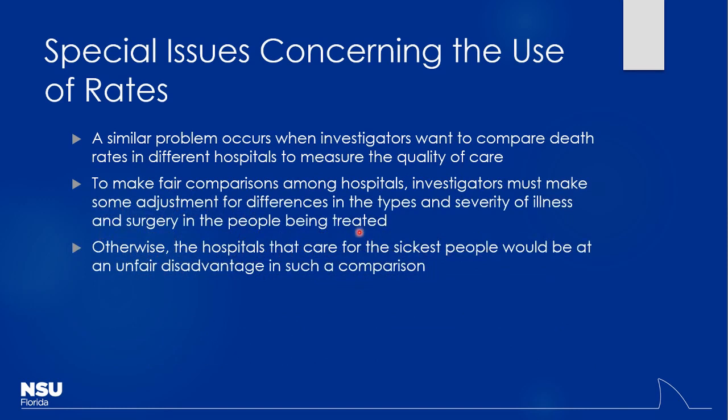So also think about this. We have similar problems that come up, and this is something that actually could apply to where I work. Say we're comparing death rates in different hospitals to measure the quality of care. So let's look at, for instance, the neonatal intensive care unit at, say, Arnold Palmer Hospital versus Nemours Children's Hospital. So assuming we're providing similar care, who do you think would have worse outcomes?